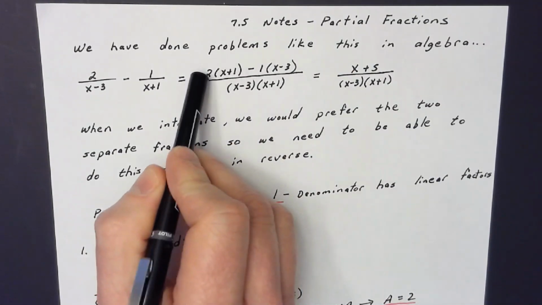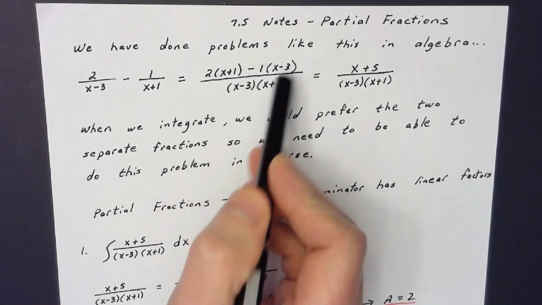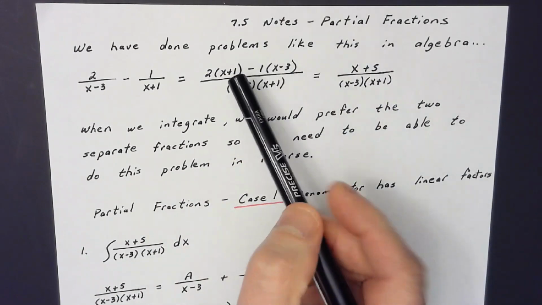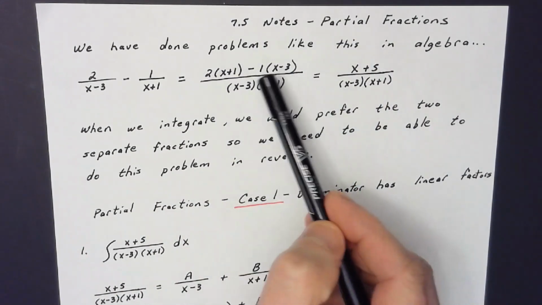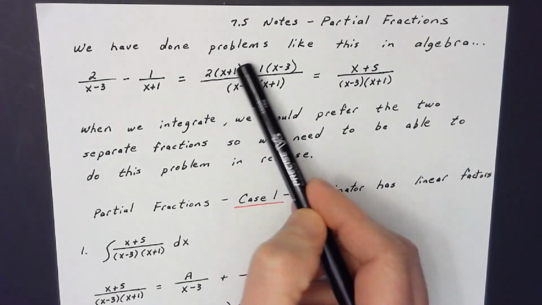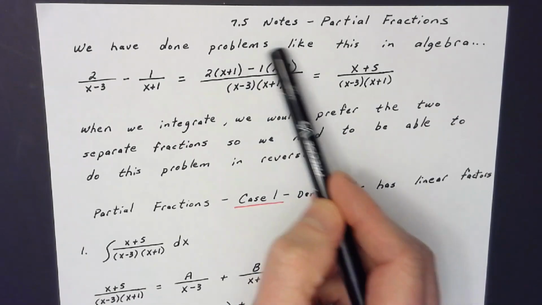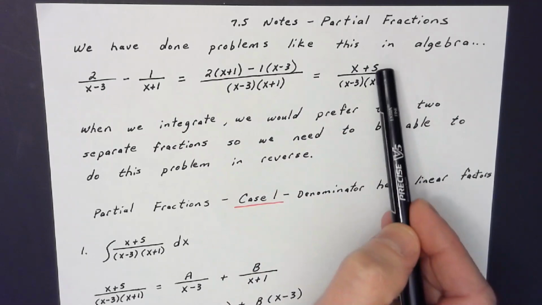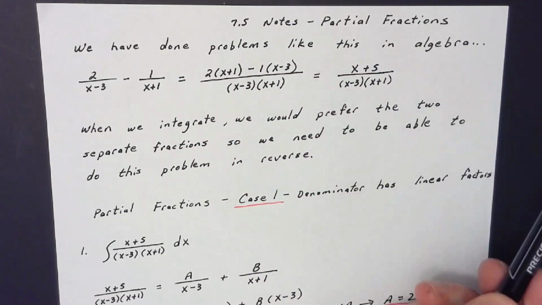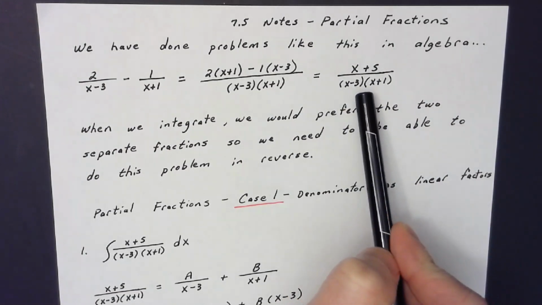In your numerator, you would have 2 times the x plus 1 minus 1 times x minus 3 in order to obtain that common denominator. After that, you would just go through and say, well, you'd have 2x minus x, or 1x, when you simplify your numerator, and you'd have 2 times 1 is 2, and then a negative 1 times a negative 3, that's going to be plus 3, so I'd have 2 plus 3 is the 5. And we would have our final fraction, x plus 5 over x minus 3, x plus 1. So we did that in algebra class quite a lot.